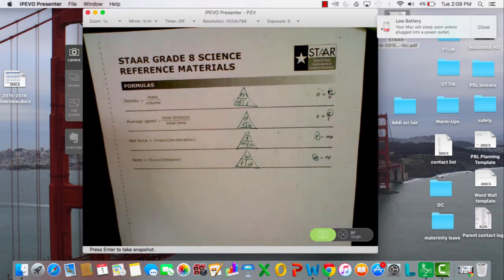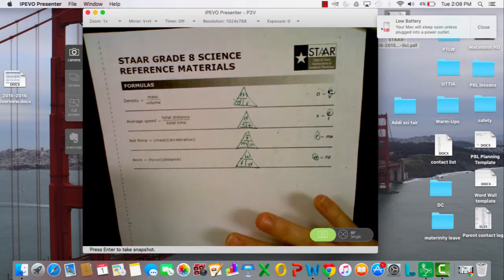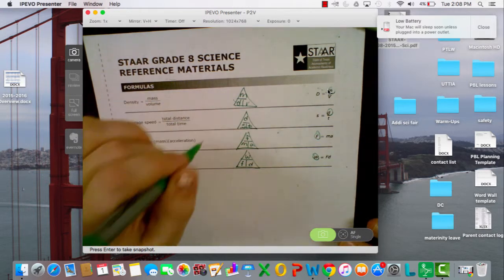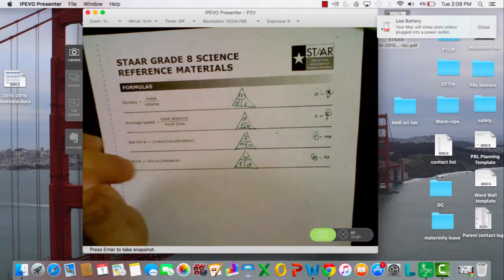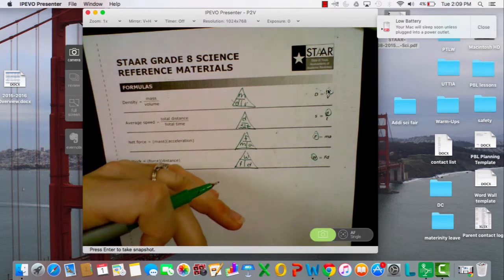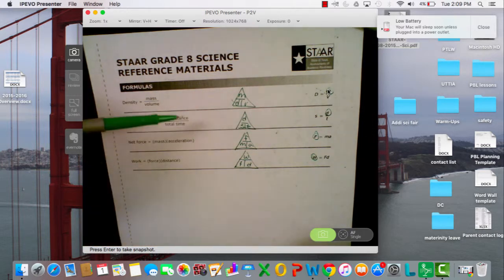So you are going to need to spend time when you work on these. When you do these problems, always look at your units to make sure that they're not trying to make you convert, because they love to do that on the STAAR test. So if they ever ask you to calculate speed, and they give you your time in minutes, but then all your answer choices are in miles per hour, you need to convert that minutes into hours. So always look at your units when you're doing your calculations.